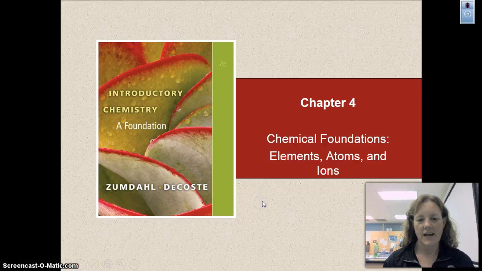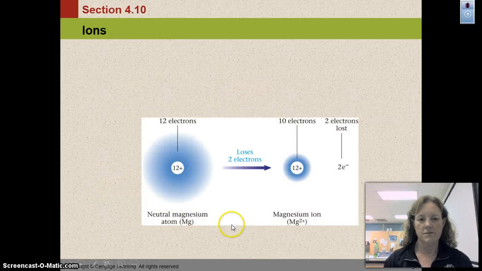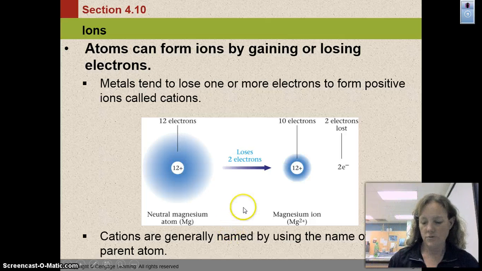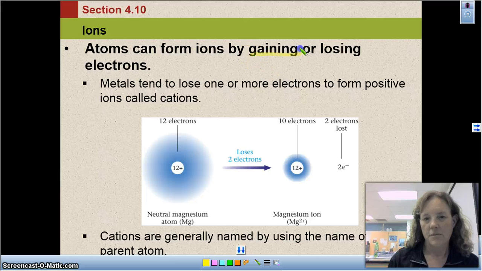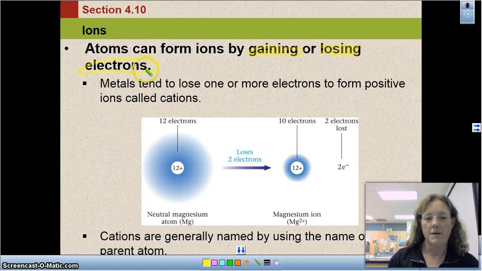We're going to take a look at the next section in your chapter, and it is on ions, section 4.10. Ions. Anytime we have atoms that gain or lose electrons, and there's our important words here, gaining or losing electrons, and it's electrons. Remember, not protons. Protons are the personality, but electrons are the socialites.